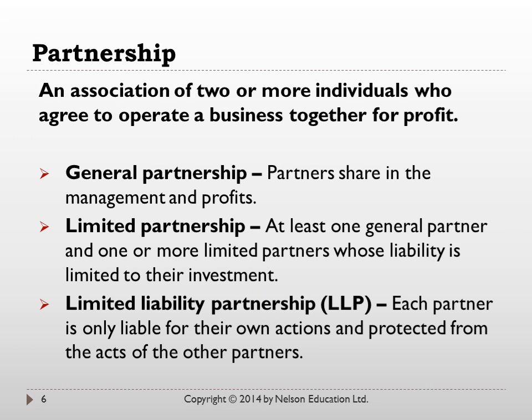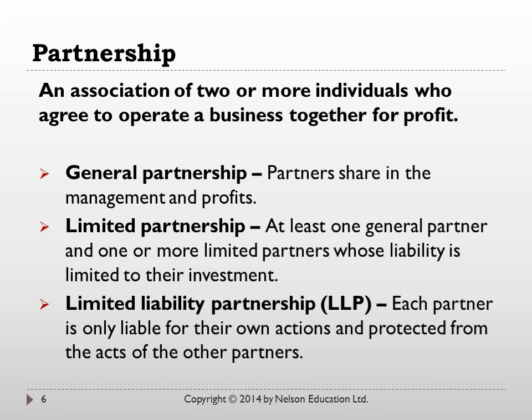The second type of business organization is called a partnership. And a partnership really is an association of two or more individuals who agree to operate a business together to generate a profit. In Canada, there's three primary forms of partnerships. The first and the simplest is what's called a general partnership.